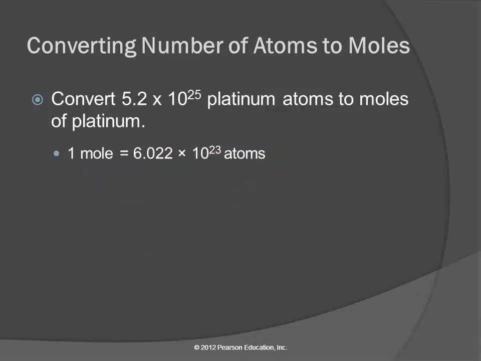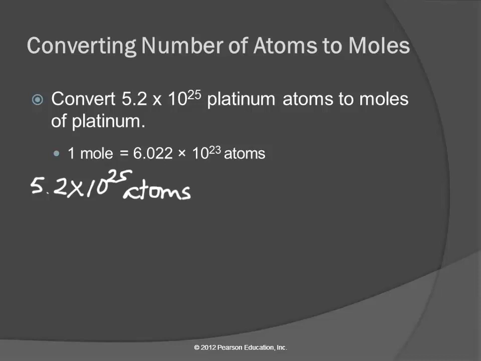We can do it the other way around. We can convert from number of atoms to moles. So here's platinum atoms. Does it really matter that it's platinum atoms? No, it doesn't, because a mole refers to anything. So here we're going to start with 5.2 times 10 to the 25 atoms.